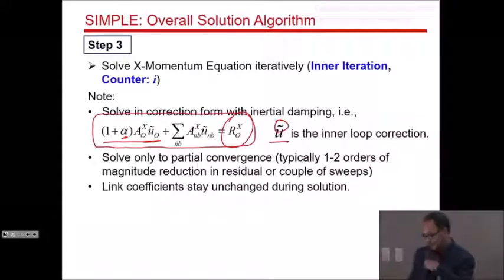All right. So typically we will solve this equation to partial convergence. I already said that, 1 or 2 orders of magnitude reduction in residual, or a couple of sweeps. By a couple of sweeps, I mean if you're using ADI, for example, you would use maybe 2 row sweeps and 2 column sweeps, and that's it. Link coefficients stay unchanged during the solution. I already mentioned this. I'm emphasizing this because you might think, well, I'm updating U, why don't I go ahead and change my link coefficients? No, don't. That would make the mathematics inconsistent.